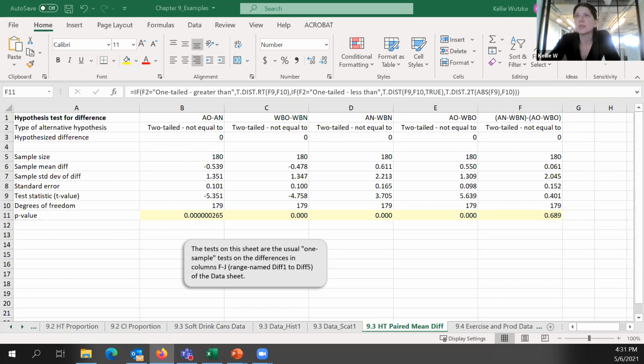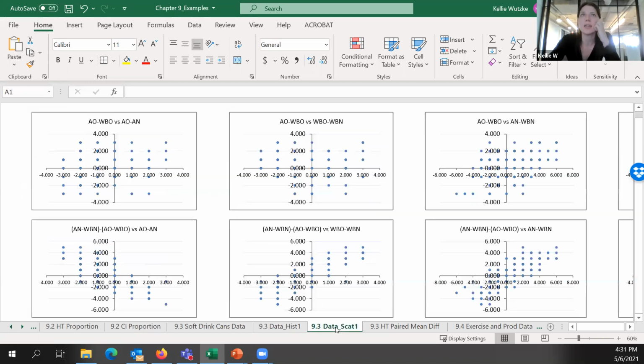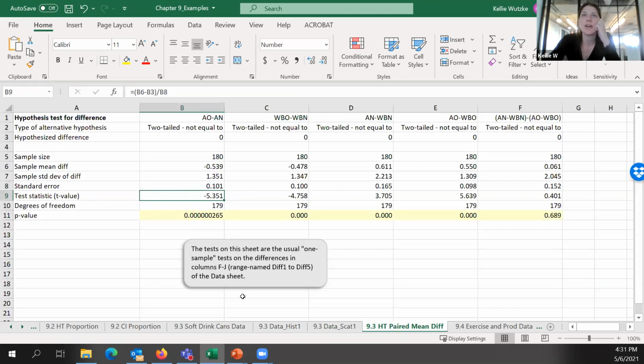Going back to the histograms really quickly. If you look at our histograms here, there are many more negative differences than positive differences. So that's how we get, and that's in the first test here, that's supporting the results that we got here, where we got this negative t-value.